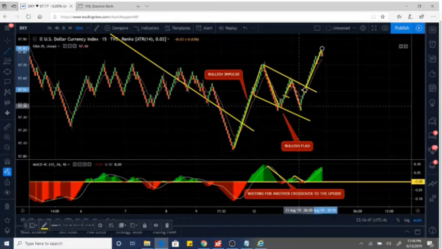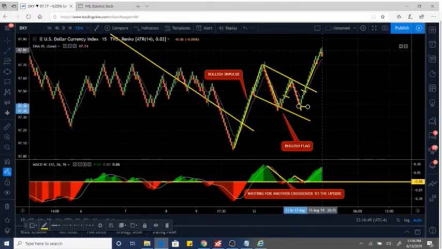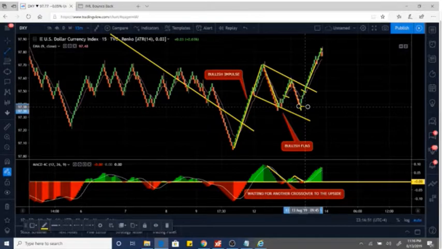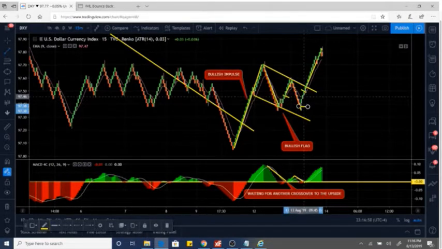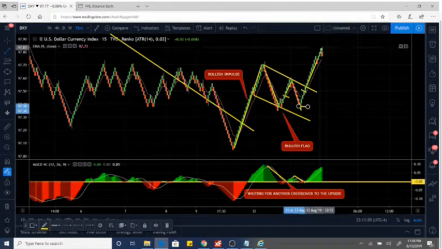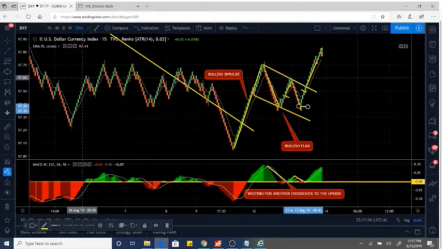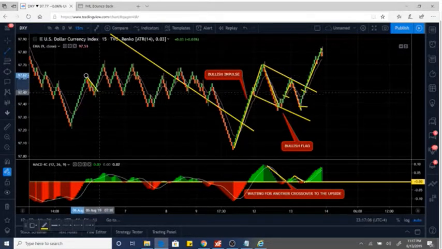Stop loss right below it. High reward, low risk. Makes sense? Entry here, stop loss there. If you want to reduce it, just go to a smaller time frame. Boom. And then that's your move to the upside. It's a lot easier to identify your flags, as you can see.